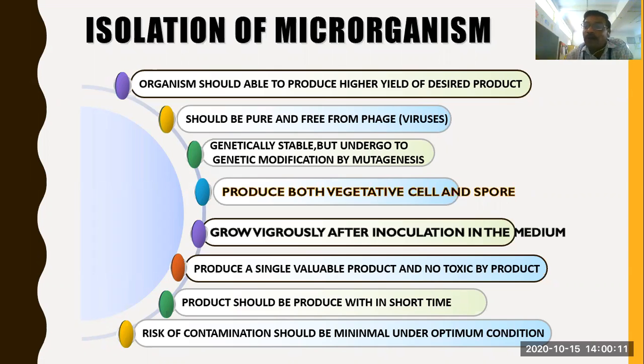Second important point, when you are selecting the microorganism, your microorganism should always be in a pure form. It should always be free from viruses. It should always be free from phages. The alternate name for viruses, we call phage. Most important, your microorganism should be genetically stable.